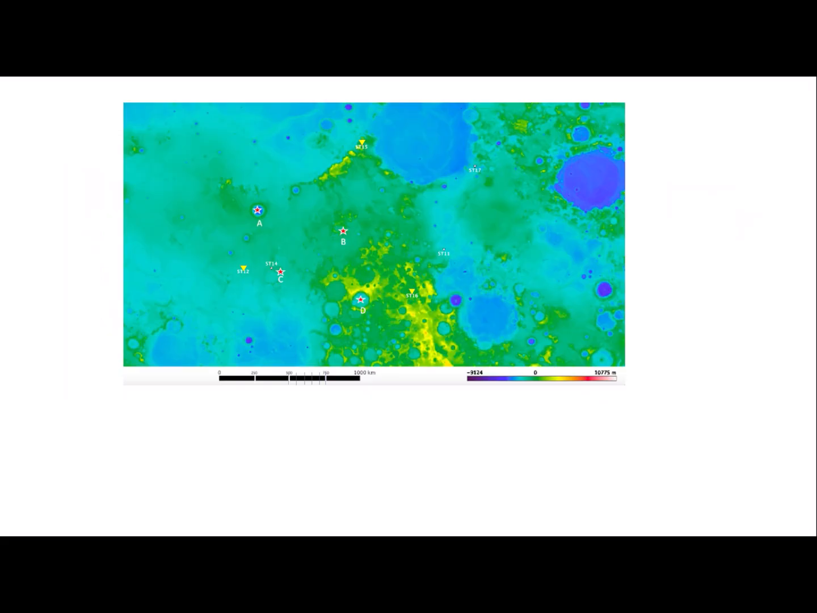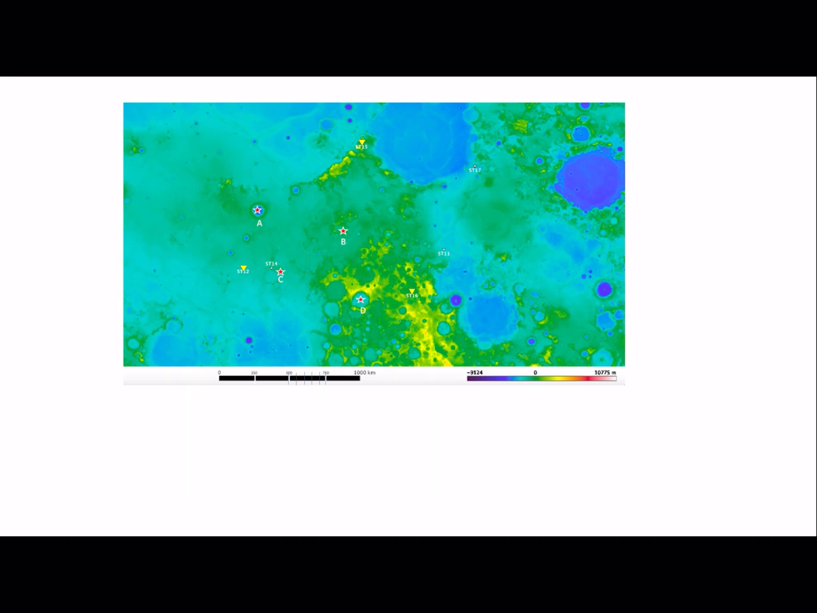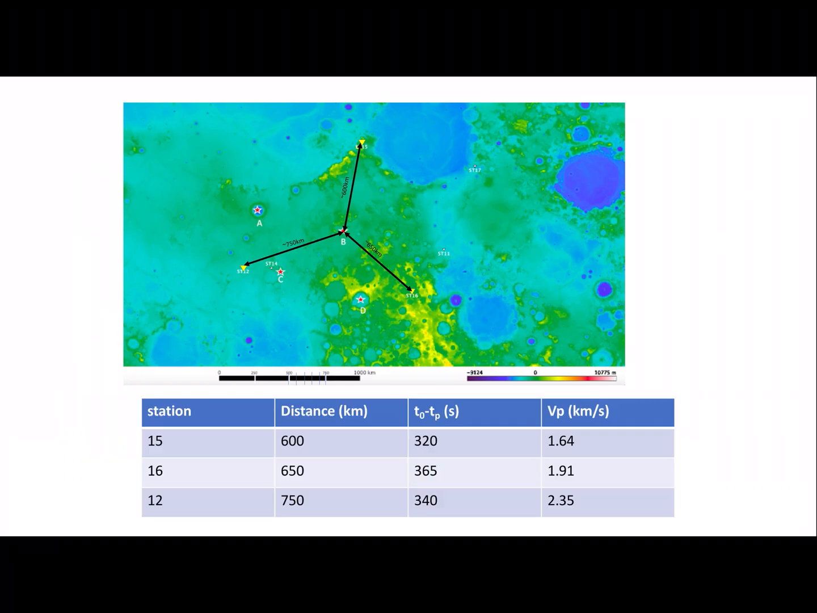So you were given this map, which has this ruler, and you can use that to compute the distance of each station from the impact. You can also take the arrival time of the P wave and compute an average P wave speed for each station.